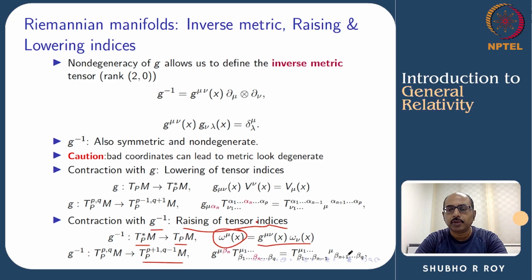So here is the formula for this. As you can see, I have a tensor and I've contracted with the inverse metric. So this index beta sub n, which is being contracted, will be removed on the right hand side, and instead you will have something which has an upper index mu on the right hand side. Okay, so this index got raised. The index beta n was raised and converted into a mu.